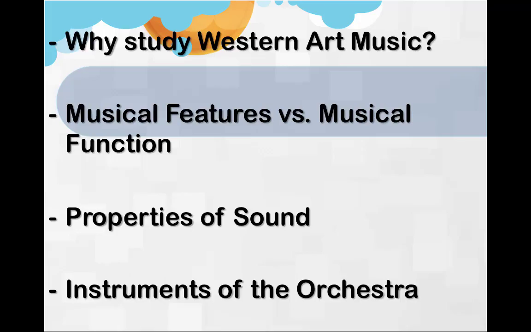All right, so before we move on to some more terminology, I just want to take a moment to talk about what we will cover in this video. So first we will ask the question, why even study Western art music? Why study the classics? What can we get out of it? Then we will move on to talking about musical features and musical function and distinguishing between the two. We will discuss properties of sound and the vocabulary that we need to be able to discuss properties of sound in a meaningful way, and also look at the instruments of the orchestra so that when you go to your concert, to do your concert report, you will recognize the instruments that you see and also the orchestra setup.